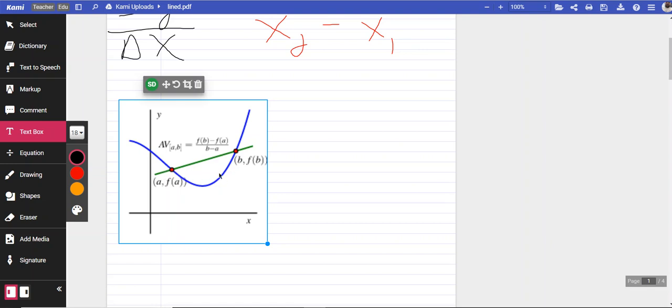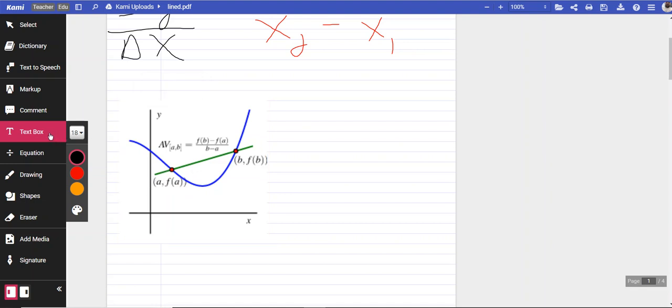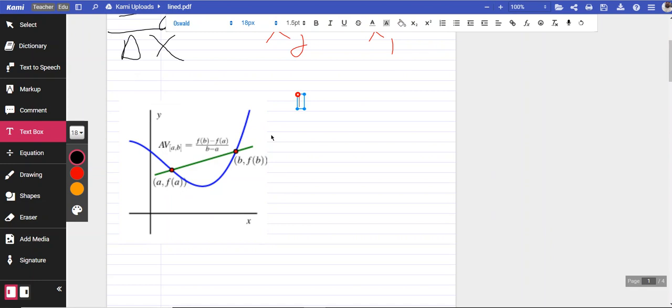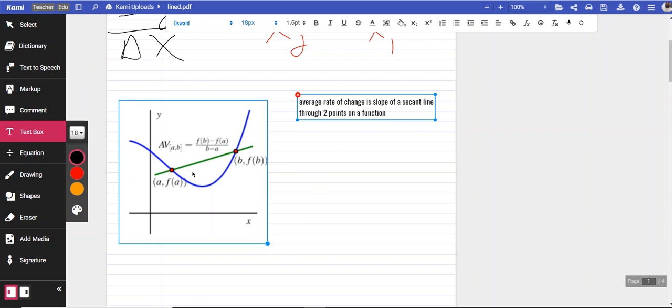It looks like the curve is going up. But what the average rate of change is, it's this green line right here. The average rate of change is the slope of a secant line through two points on a function. Now, I don't know if you got to secant, but secant means to cut. So essentially it cuts the curve into two parts. So that's what you're finding.